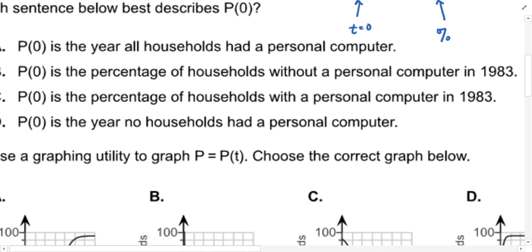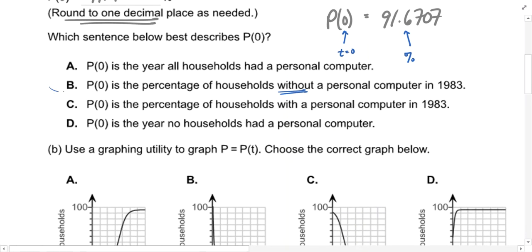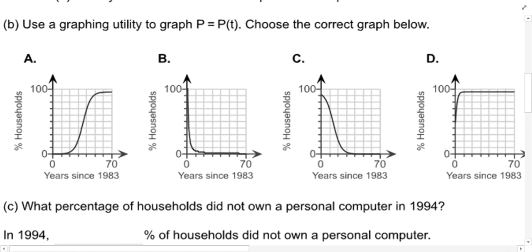So of the four options, I like B the best. P of 0 is the percentage of households without a personal computer in 1983. And so in 1983, that number was pretty high. 91% of households did not own a personal computer. So let's see what happens as time passes.